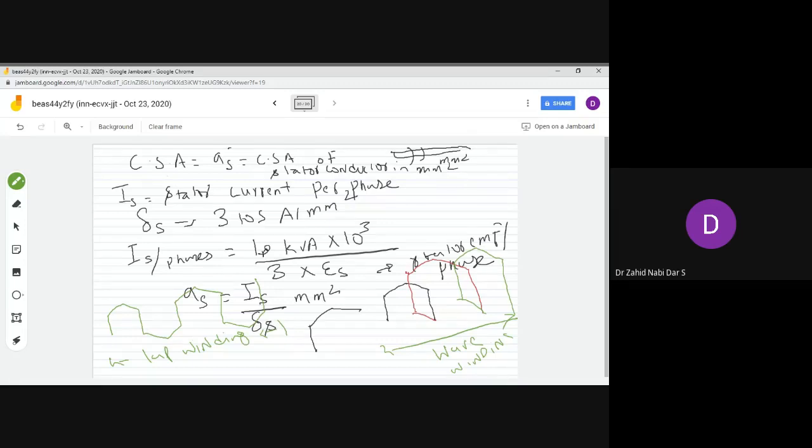So this type of arrangement was about the machine. How do we know whether the machine is small or large, and which type of winding, single layer or double layer, we will employ?